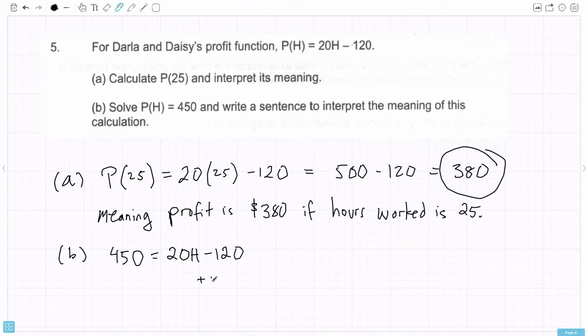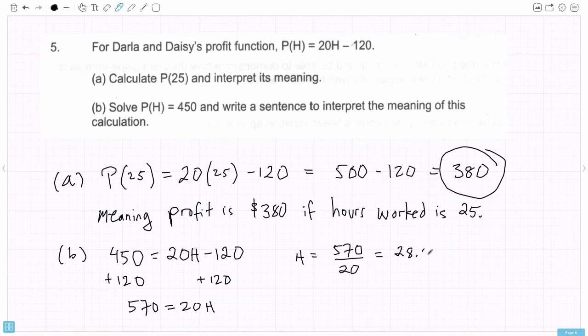So to solve this equation, I'm going to add 120 on both sides. So I have 570 is 20h, and that means the h has to be 570 divided by 20, or half of 57, which is 28.5. So that's the answer to this part of the question.